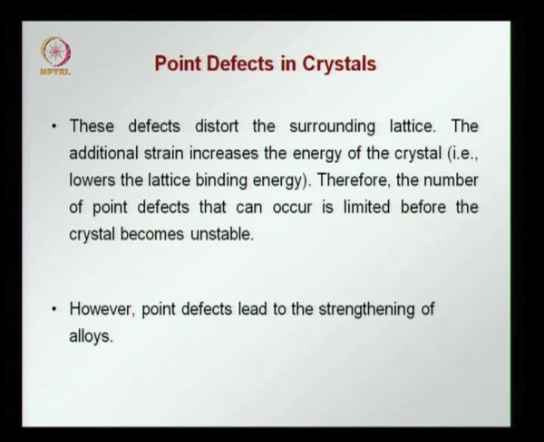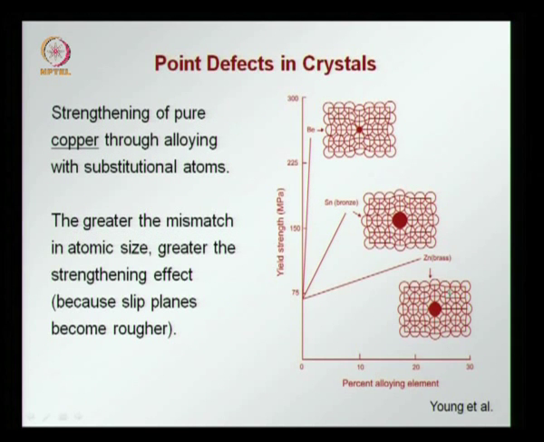However, as long as point defects can occur, you can have some beneficial effect, like in the case of alloys. In alloys, we have a base material or a host metal in which atoms of other materials, other metals, are introduced, and you have a solid solution which eventually leads to strengthening or better properties of the alloy. On this screen you see the example of copper being alloyed with beryllium, tin and zinc.